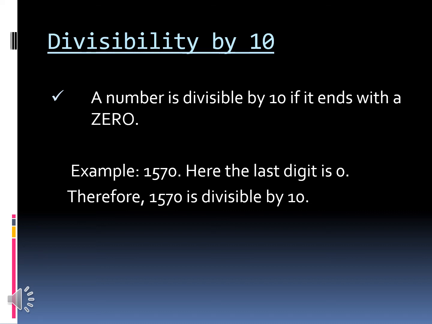So let's see the example. 1570, the last digit is 0, so it is divisible by 10. So 1570 is divisible by 10. Let's take another example, for example 752. It ends with 2, so it is not divisible by 10. So this is how we check the divisibility by 10.